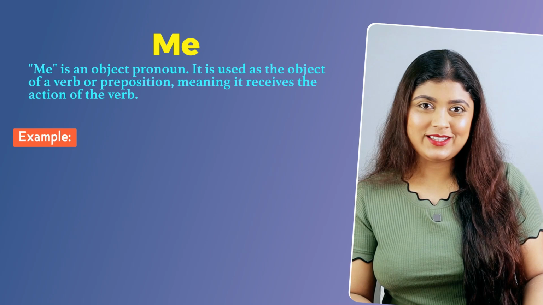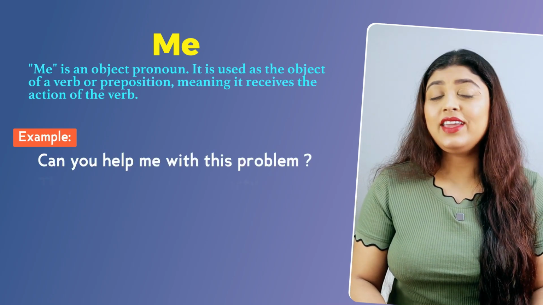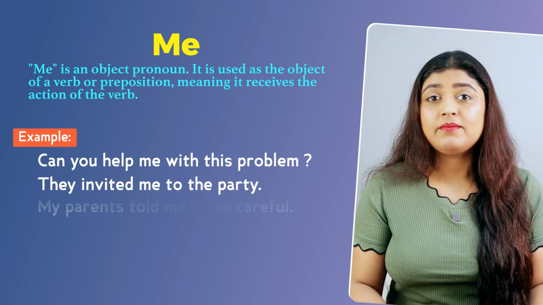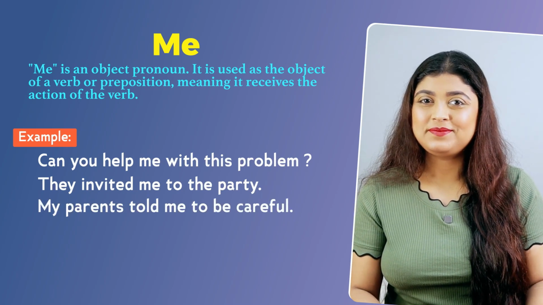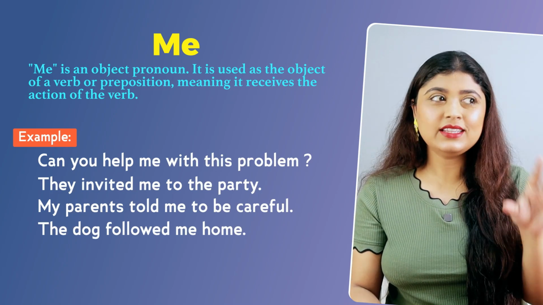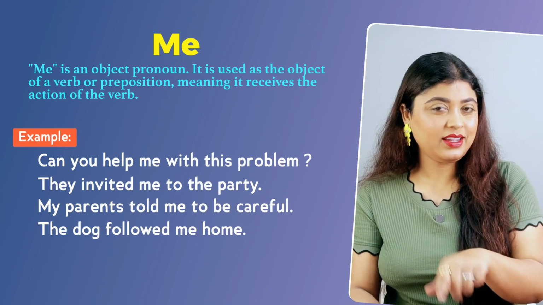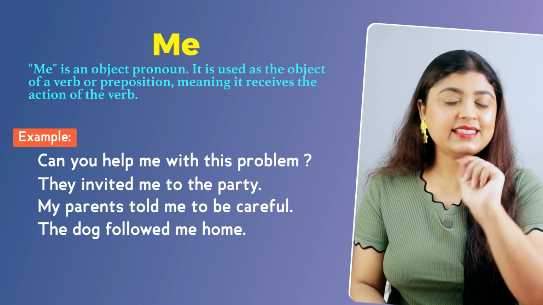Let's take a look at some more examples. Can you help me with this problem? They invited me to the party. My parents told me to be careful. The dog followed me home. Now, as I was saying earlier, you can't use me in place of I or I in place of me. Let's take a look at the next example.